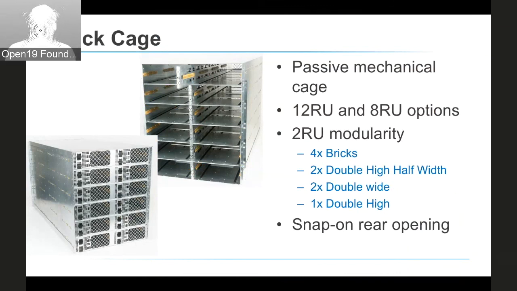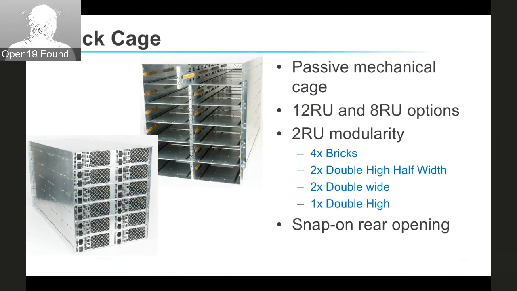We have what we call 2 RU modularity. Every 2 RU can be modified to take 4 bricks, which are 4 elements which are half width 1 RU, 2 double high half width, so 2 elements which are 2 RU but only half width, 2 double wide, which means 2 elements which are 1 RU full width, and 1 double high 2 RU box.